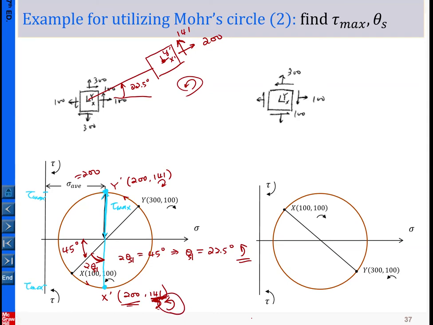Okay, now we determine the y prime. Y prime, the first coordinate is 200. Then the second coordinate is the magnitude of the shear stress, 141. The direction is determined such that it has a tendency to rotate the block in that sense, so that must be in that direction. Okay, so that is the first option for you to choose from.